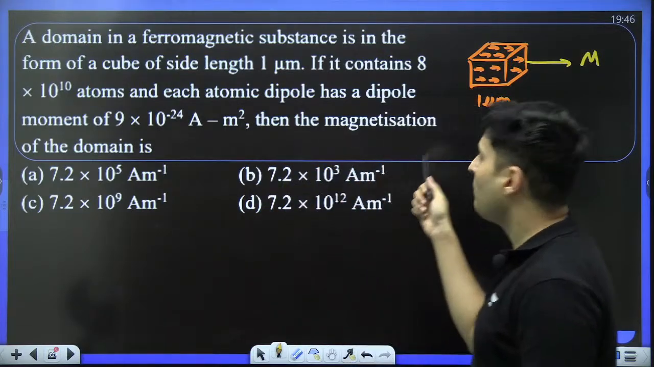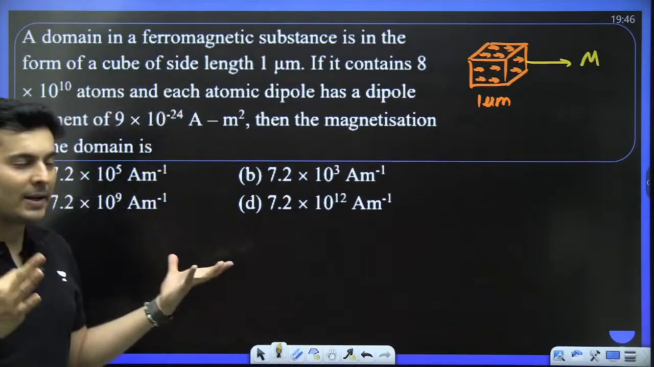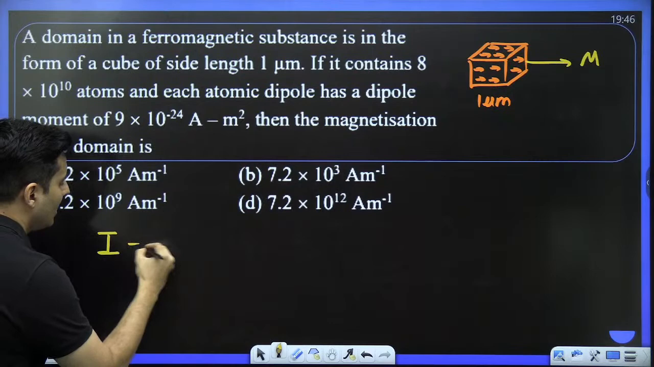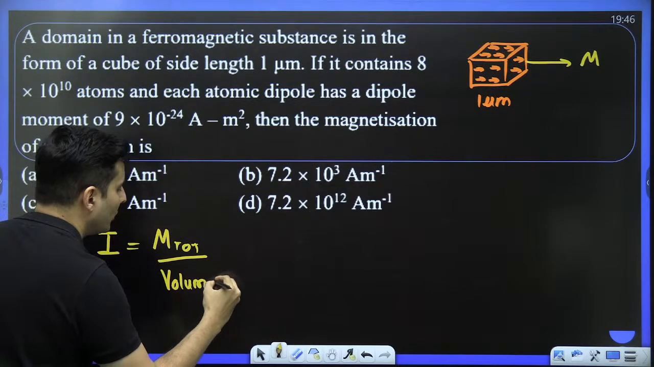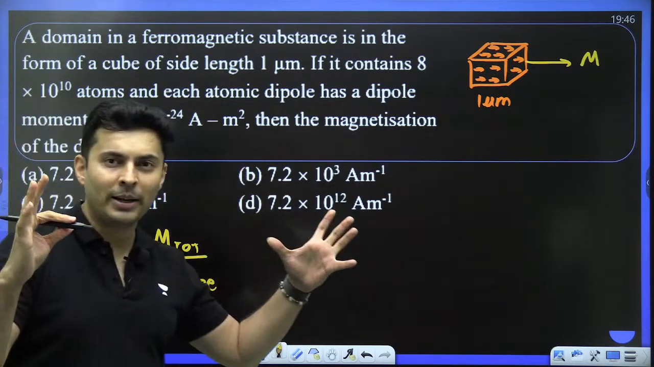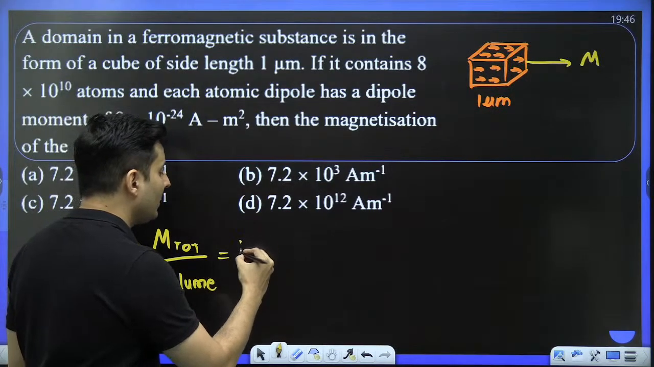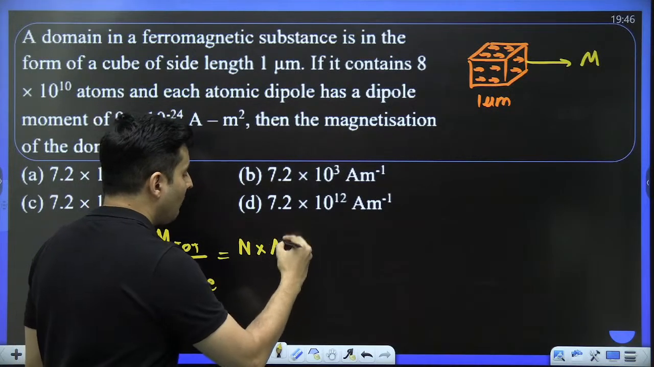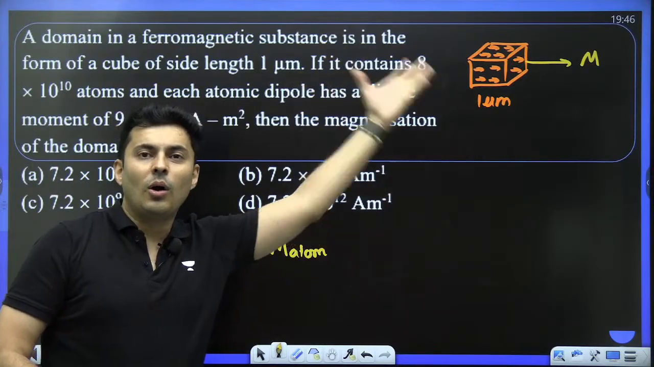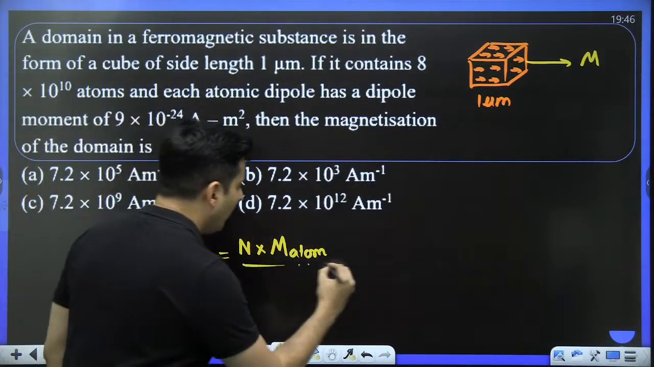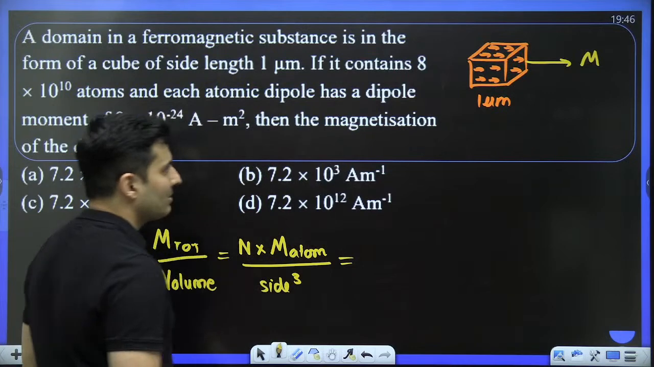And then the question is the magnetization of the domain. Basically I is asked. We all remember the value of I. It happens to be the total magnetic moment upon the total volume. I just gave you this formula. But the total magnetic moment will be the number of atoms multiplied by the magnetic moment of each atom, because each atom adds up to the total magnetic moment. Upon the volume, which will be the side cubed. So we just have to substitute the values.